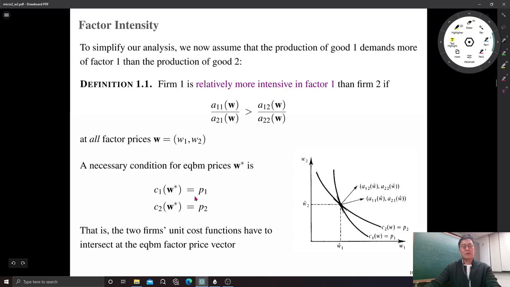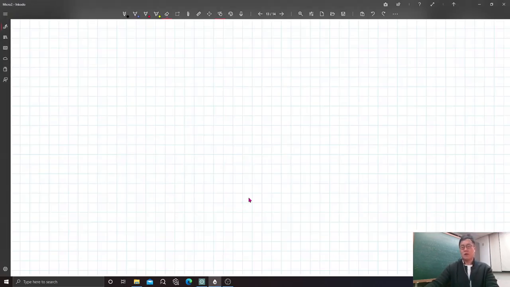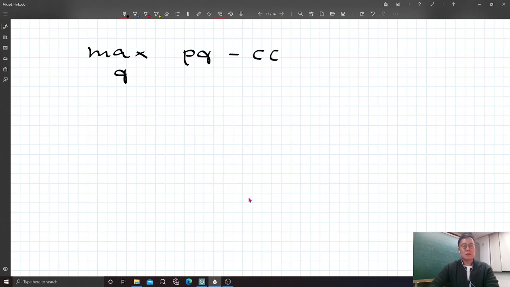Let me explain why this is true. When analyzing a firm's behavior using a cost minimization problem, the second stage was a determination of target quantity. What is the optimal target quantity, say, for the firm? And we now face this problem: maximization over Q of P times Q minus the cost function. Okay?